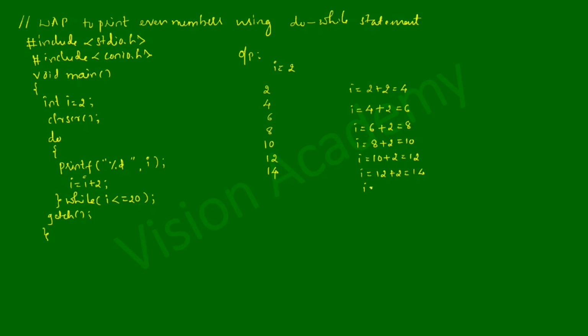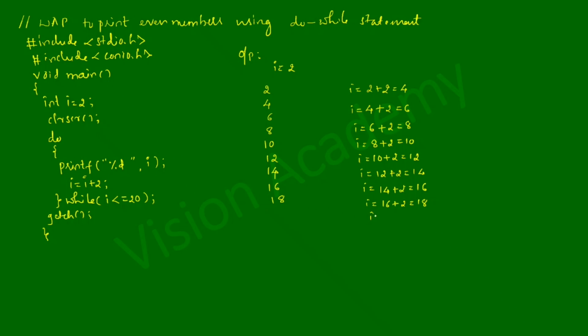So here I'm going to write i = 14 + 2 = 16. So 16 is less than or equal to 20. Yes, the condition is true and control transfers to do. Once again, it is going to print the value of i, that is 16. Once again, it is going to increment the value of i by 2. So i = 16 + 2 = 18. So 18 is less than or equal to 20. Yes, once again control transfers and it is going to print the value of i, that is 18.